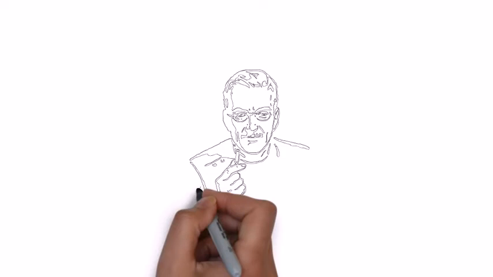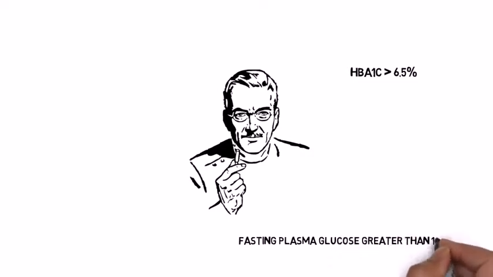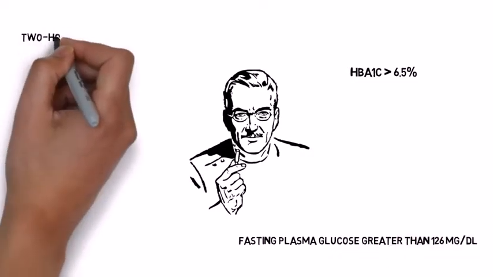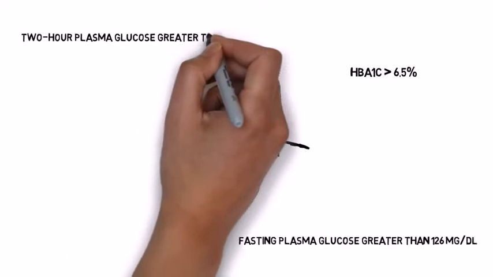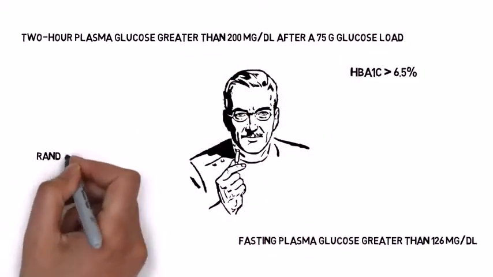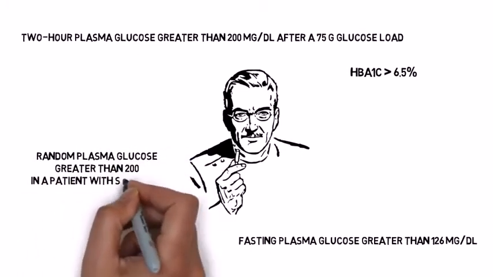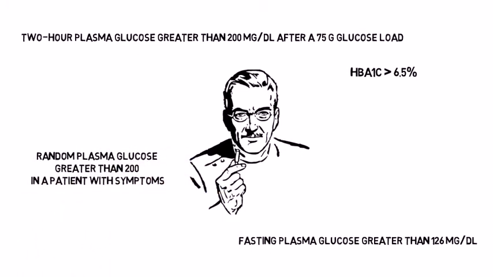There are 4 basic ways of diagnosing diabetes. Hemoglobin A1C greater than 6.5%, a fasting plasma glucose greater than 126 milligrams, a 2-hour plasma glucose greater than 200 milligrams after taking a 75-gram glucose load, or a random plasma glucose greater than 200 in a patient with symptoms of hyperglycemia or hyperglycemic crisis.